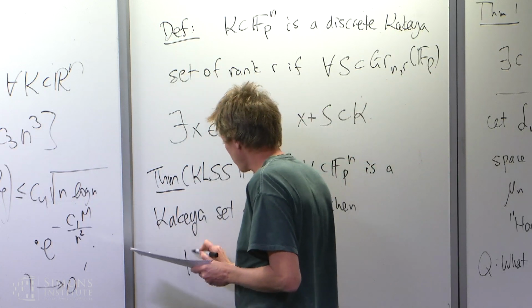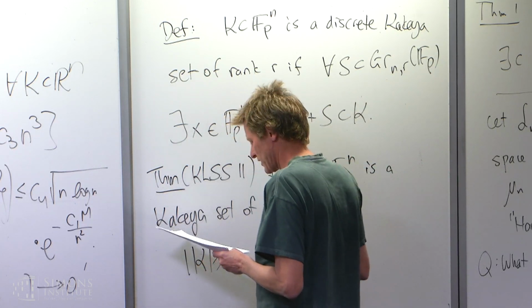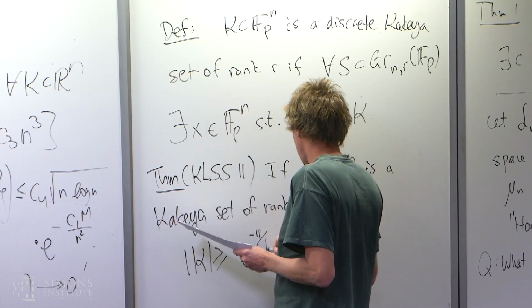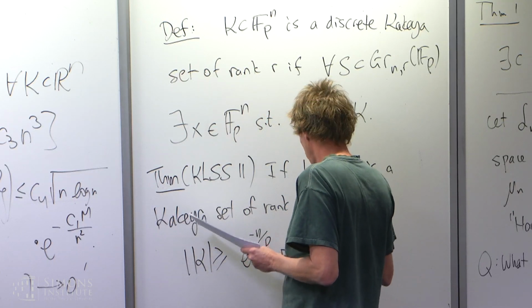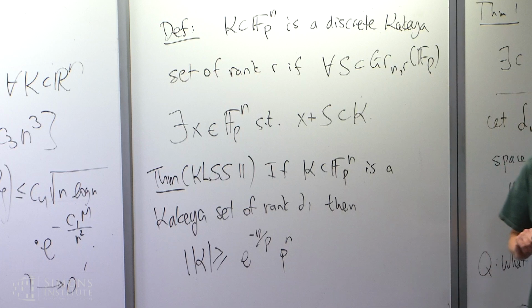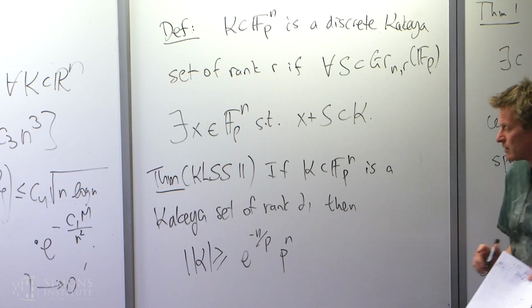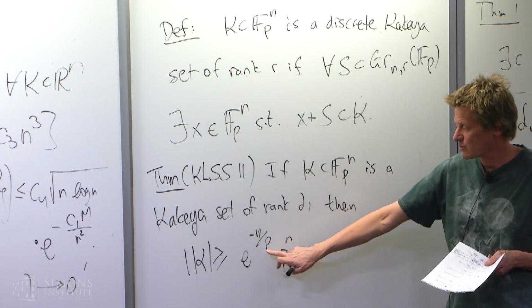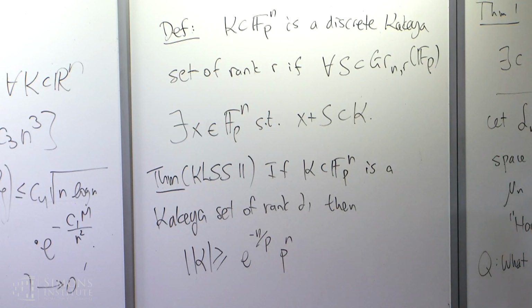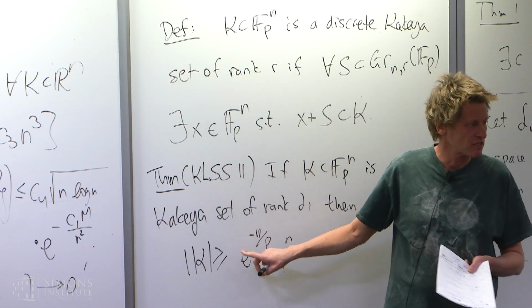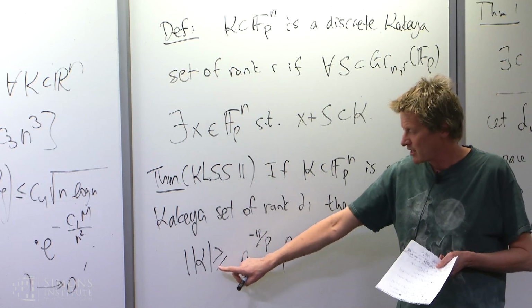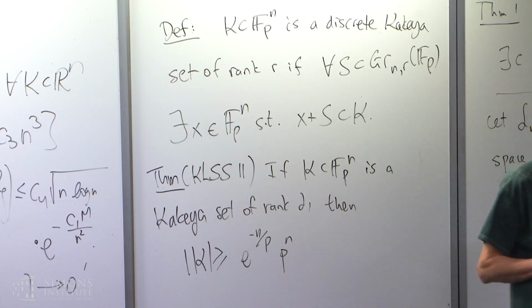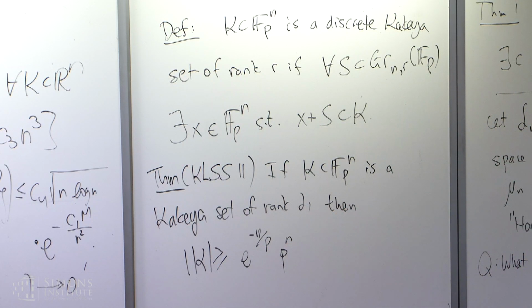They proved that the cardinality of a Kakeya set is at least e to the minus n over p times p to the n. p to the n is the size of the entire set. And we're going to be interested in the regime where p and n are approximately the same. So this will come out to be a constant. So what they're saying is that a Kakeya set of rank 2 should occupy at least a constant proportion of the entire discrete vector space.